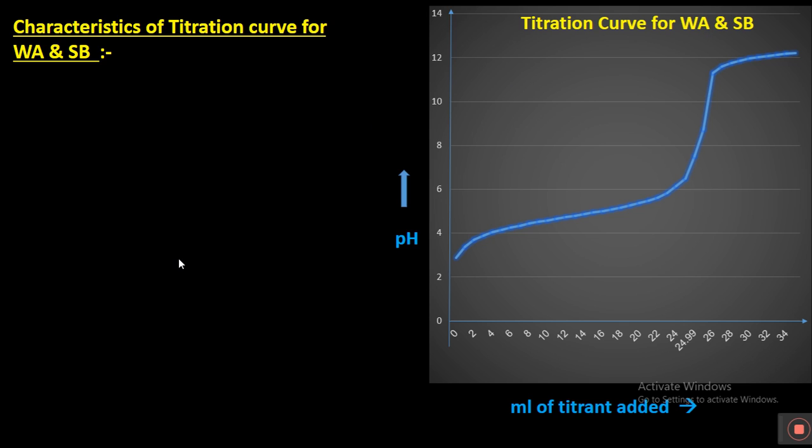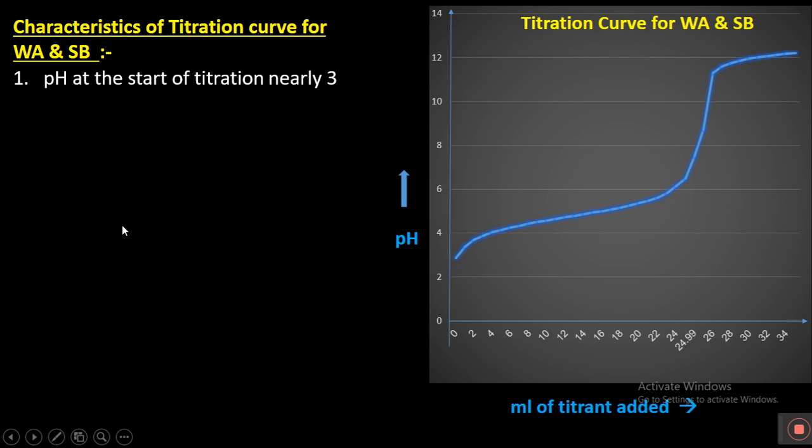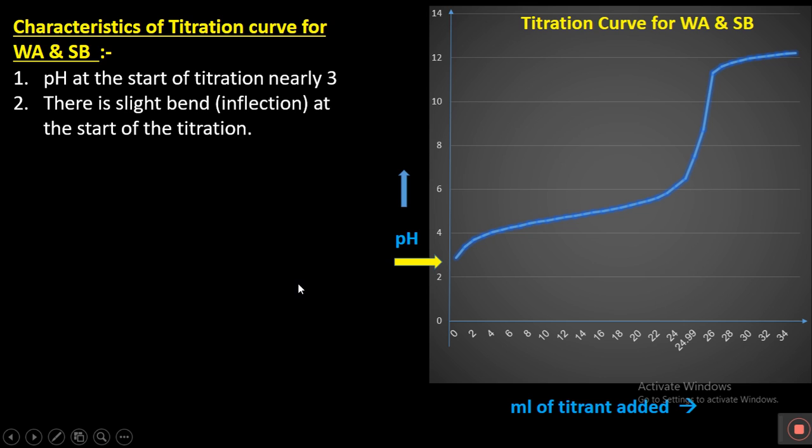First point, the pH at the start of titration is nearly 3. So the pH starts at around 3 units for this titration. Second point, there is a slight inflection or slight bend at the start of the titration.